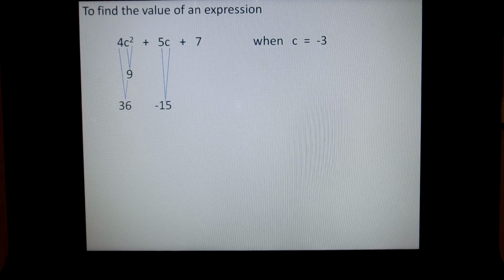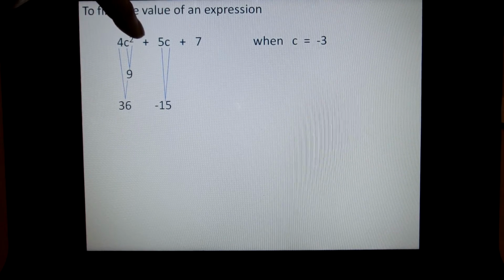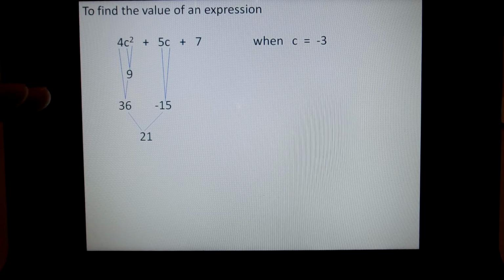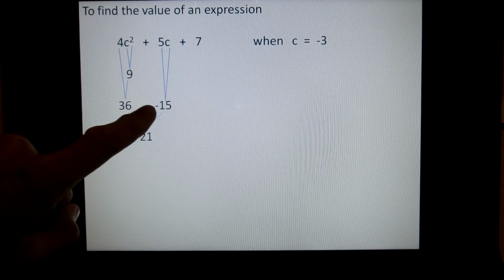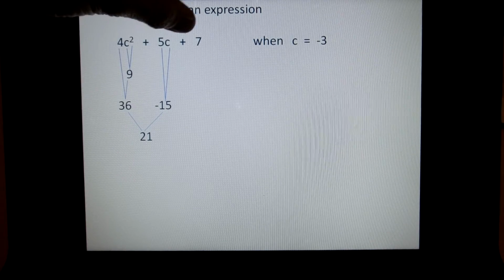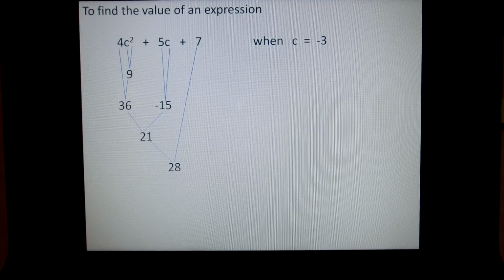We now have two additions to do. So this addition and this one, we work left to right, do this one first. 36 add negative 15: adding would normally take you up, but because of that you go down, so you go down to 21. And finally you have this addition to do, so 21 adds 7 is 28. So the value of that expression when c is negative 3 is 28. The value will fluctuate depending on what c is, but for that particular value of c, the value of the expression is 28. If the value of c was 4, the value of the expression would come out to be something completely different.